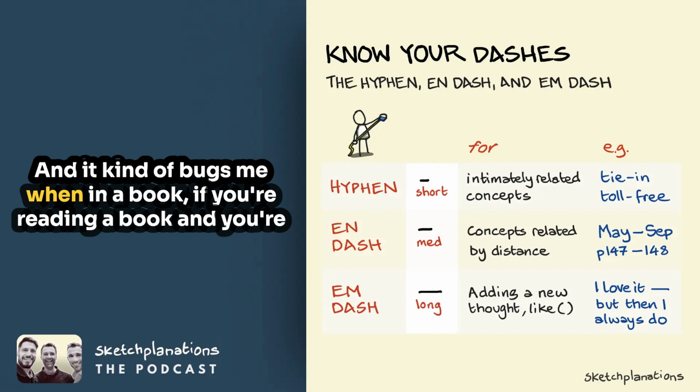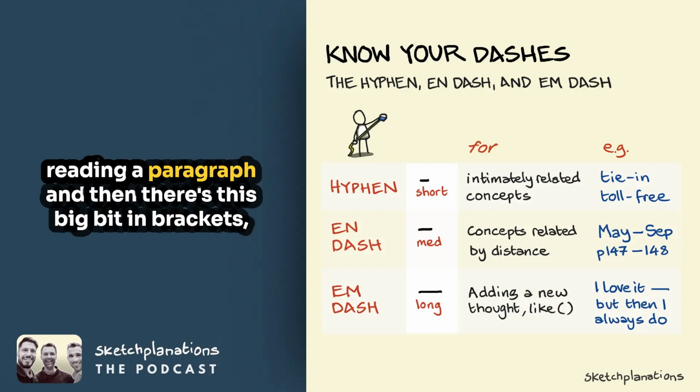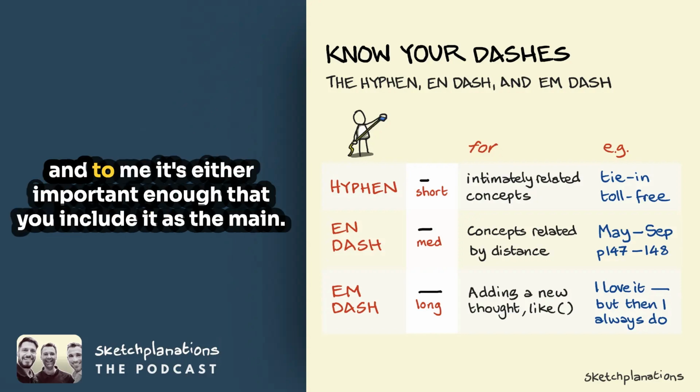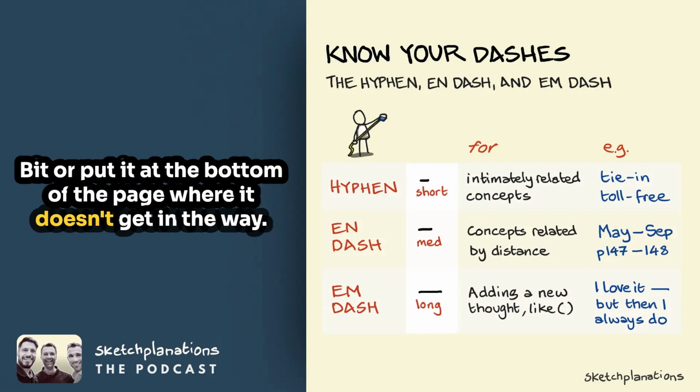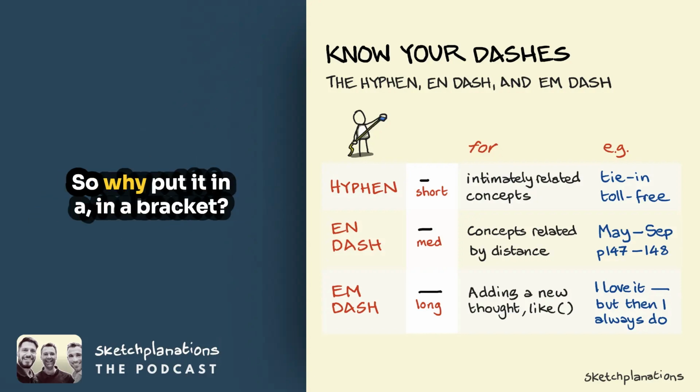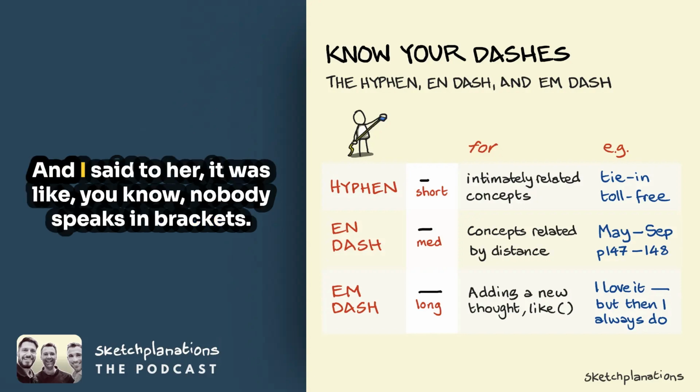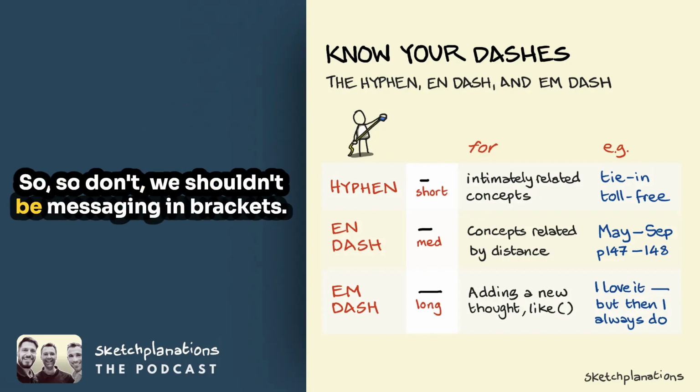And it kind of bugs me when you're reading a book and you're reading a paragraph and then there's this big bit in brackets. To me, it's either important enough that you include it as the main bit or put it at the bottom of the page where it doesn't get in the way. Because I'm going to read it regardless. So why put it in a bracket? And I said to him, nobody speaks in brackets. So we shouldn't be messaging in brackets.